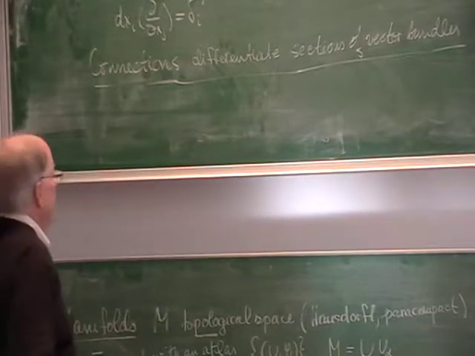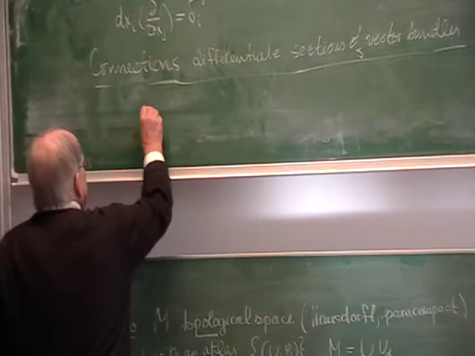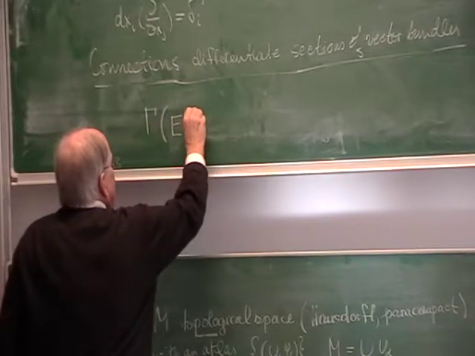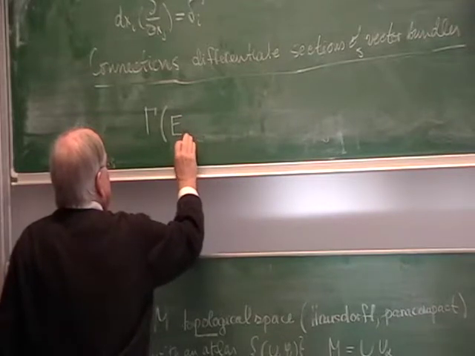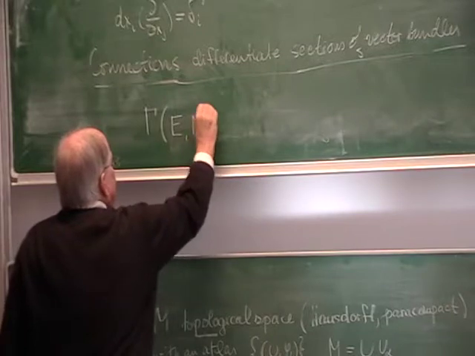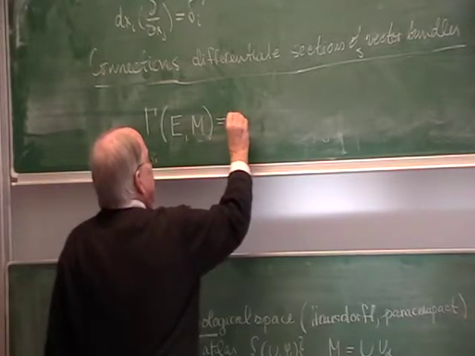Connections differentiate sections of a bundle. So what is a section? A space of sections of a bundle over a manifold. So this is the space of sections.